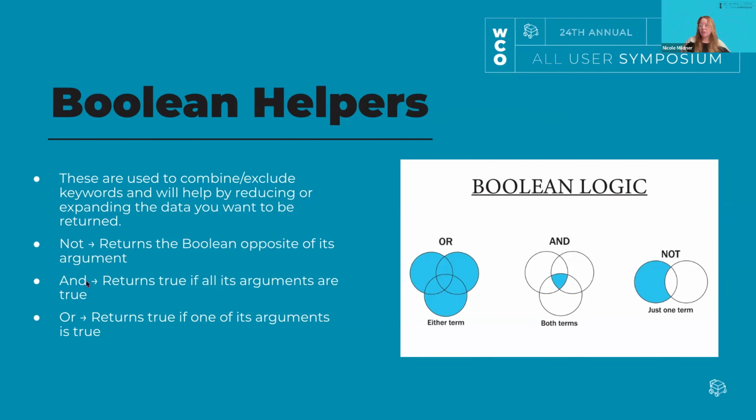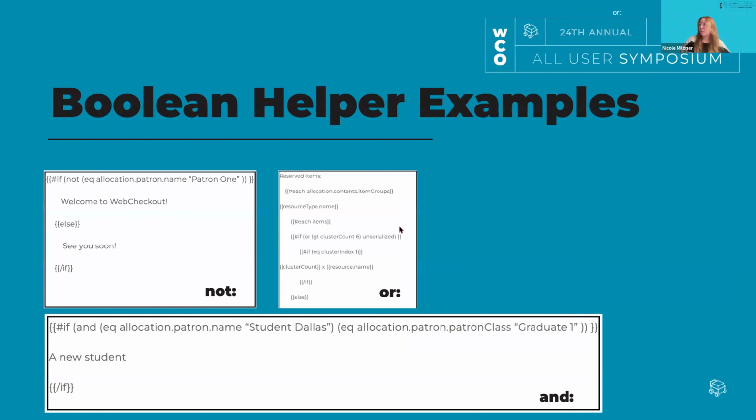Then we have and, and this returns true if all of its arguments are true. And finally, we have or, which returns true only if one of its arguments is true. And then we have a little bit of a picture here to help explain that Boolean logic. So moving on, here we have some examples.